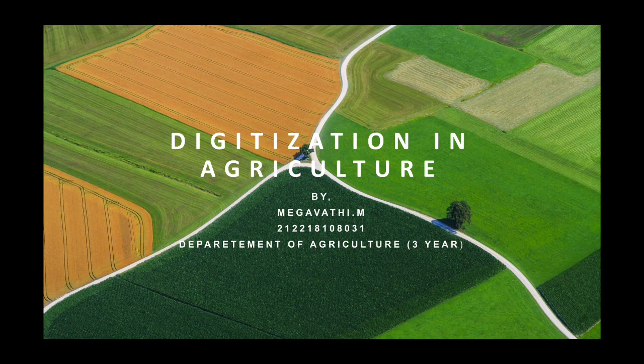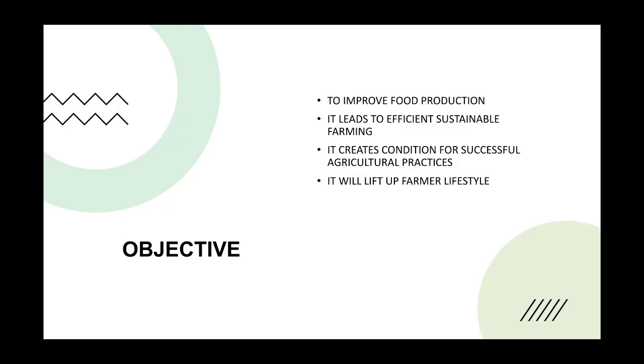Let's get into the objectives of digital agriculture. The first and foremost objective is to improve the quality and quantity of food production, and it is followed by these objectives. It also reduces the mitigation.